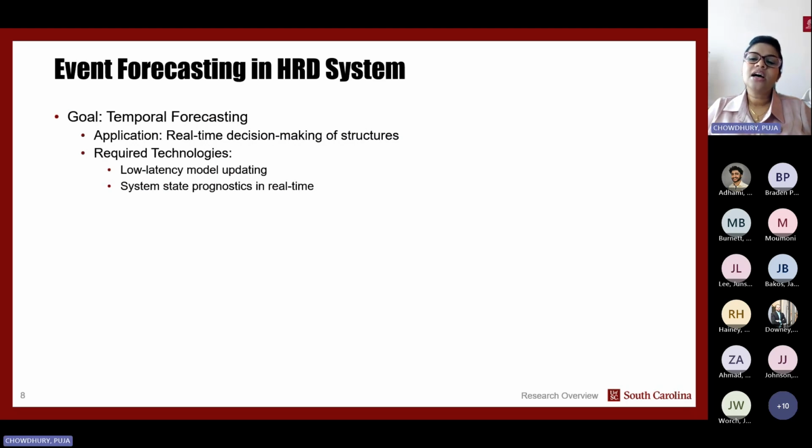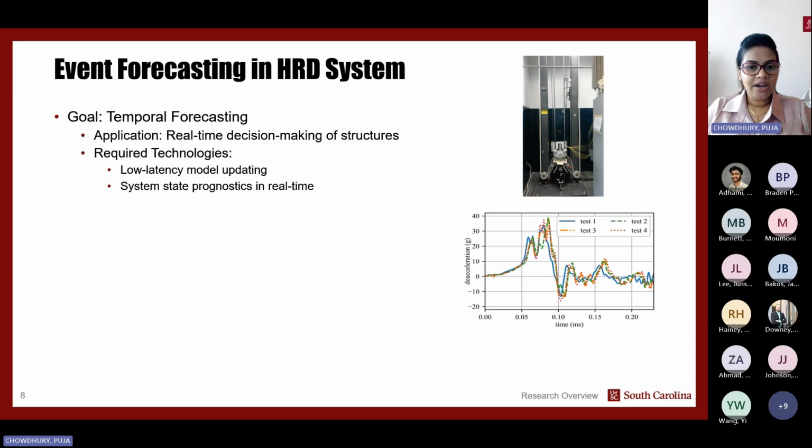As I discussed high rate dynamics and time series prediction, now my goal is temporal forecasting in high rate dynamic systems. In application, we need real-time decision making of the structure. What is required are technologies of low latency model development and updating system state prognostics in real time. Let's see a high rate effect.